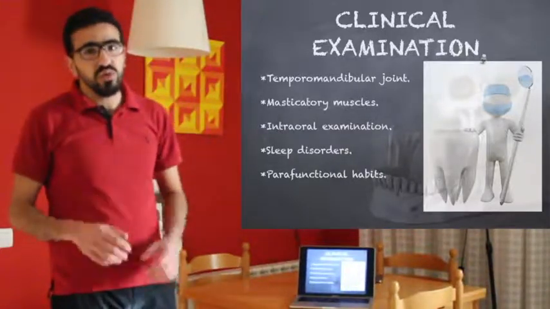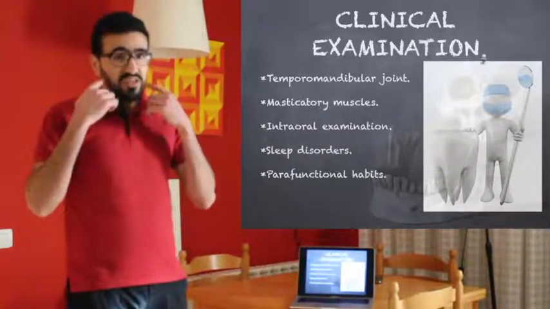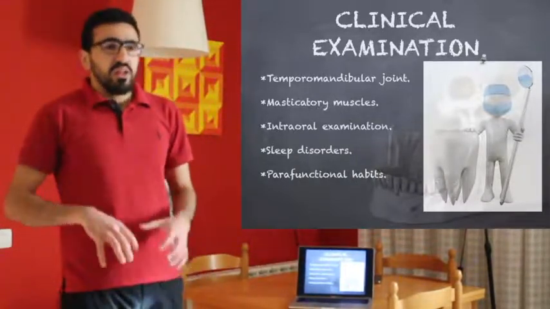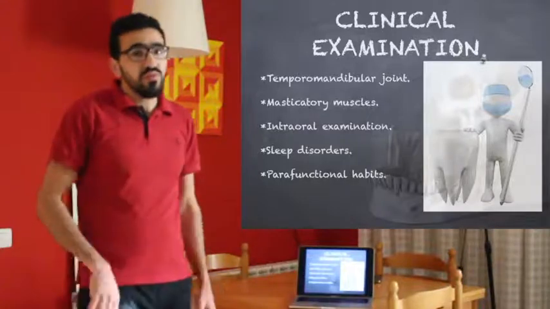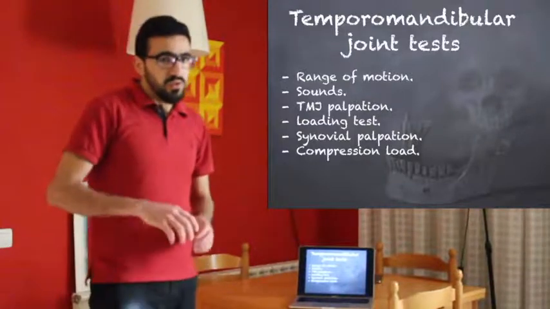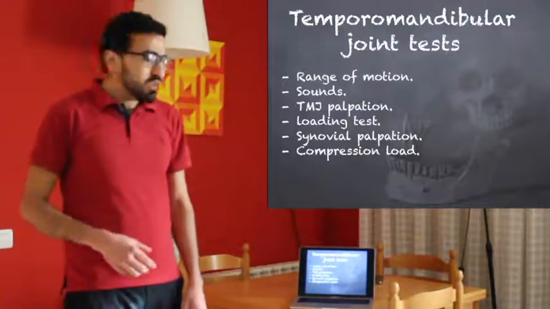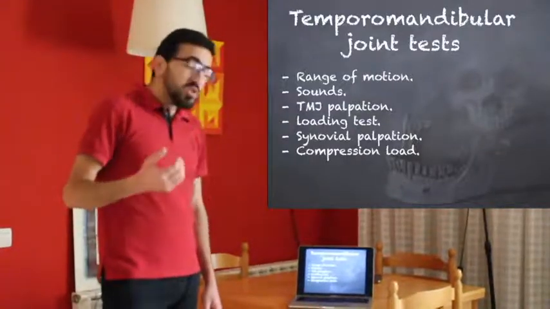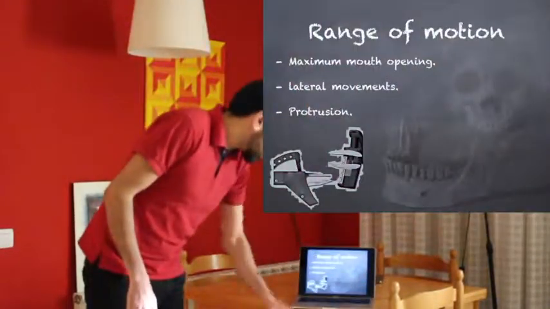The third part of this presentation is the clinical examination. In the clinical examination, we are talking about the test of the joint itself, the test of the masticatory muscles, and also the test of the oral cavity. We also have to consider in the clinical examination the sleep problems and the parafunctional habits. So let's start with the temporomandibular joint tests. For the joint itself, we have six tests: the range of motion and sounds, the palpation of the joint itself, the loading test, the synovial test, and finally the compression load. So let's start talking about the range of motion.